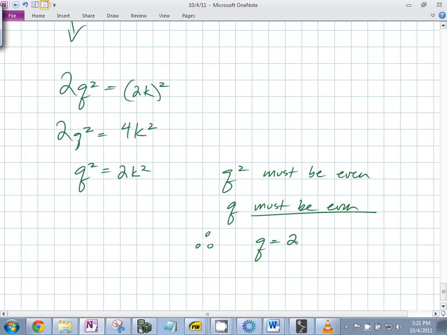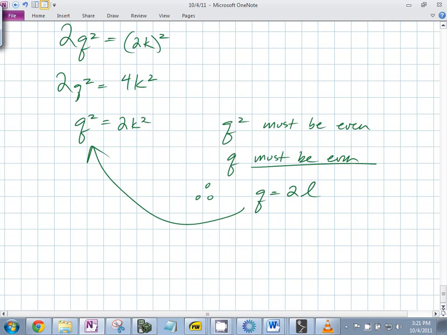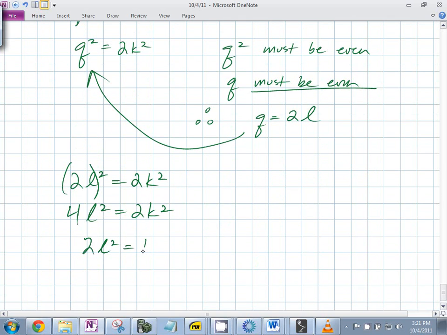We could plug this back in here, right? If I wanted to. So what do I get? 2 times 2l squared is equal to 2k squared. So 4l squared is equal to 2k squared. Divide both sides by 2. 2l squared is equal to k squared. Hey, let's use the same logic. What is k? Stop, don't move. It's even, right? Is there anything stopping us from doing this forever? No. Okay, keep that in your mind. Do you believe me that we keep on going forever on this? It's the same thing over and over again, right?